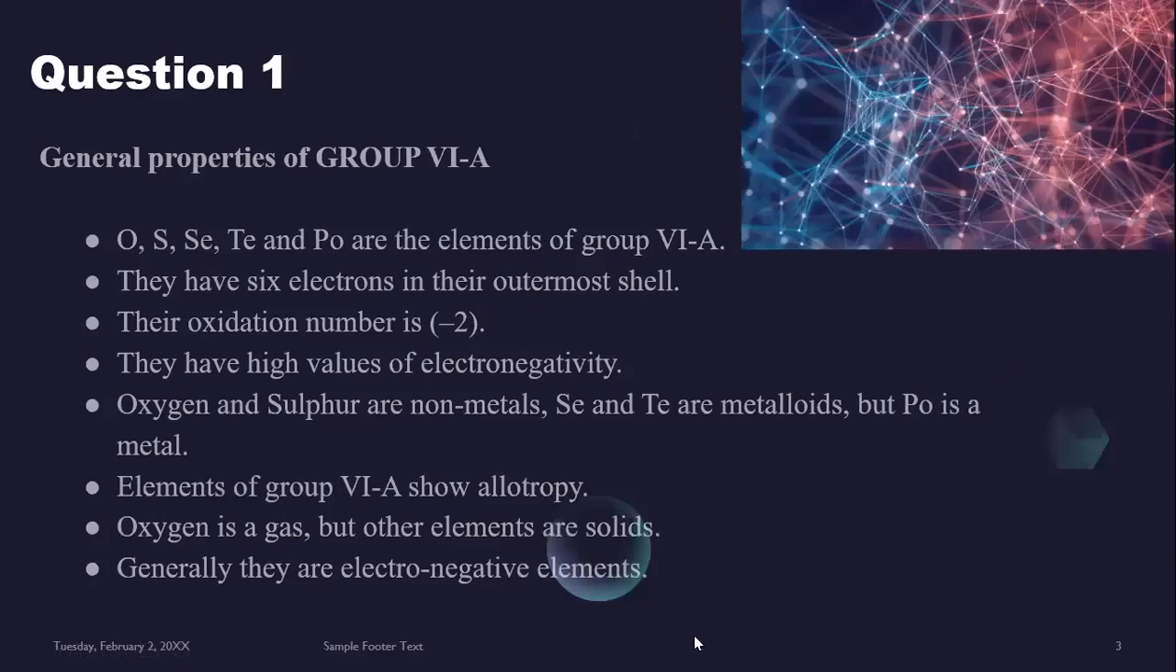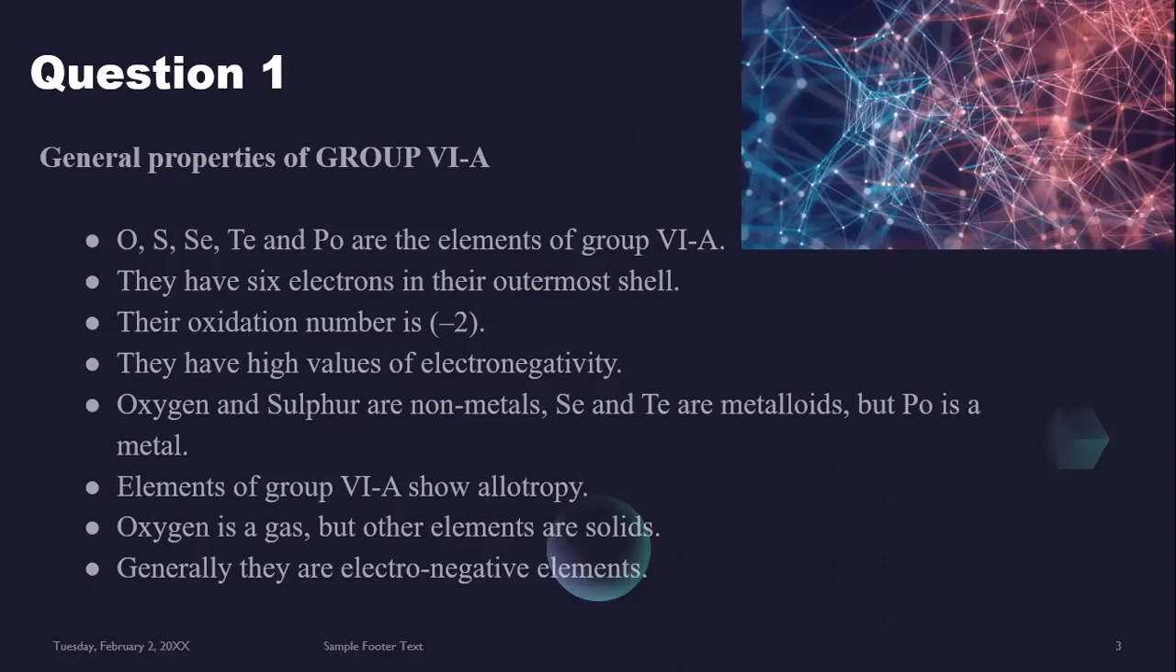Okay, so the formation of hydrides from the Group 6 elements. First we'll cover some general properties of Group 6 elements. Oxygen all the way down to polonium are elements of Group 6A. They have 6 electrons in their outermost shell. Their oxidation number is -2. They have a high value of electronegativity.